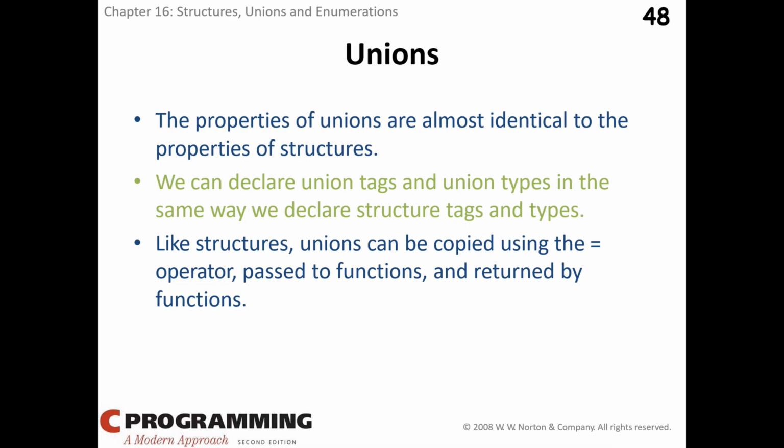Unions share many characteristics with structures. We can declare union tags and types in much the same way as we do with structures. Furthermore, unions can be manipulated in a similar way to structures. We can copy unions using the assignment operator, pass them as arguments to functions, and even have functions return unions. So despite their differences in memory allocation, unions and structures share common ground in terms of how we declare, use, and manipulate them in our programs.